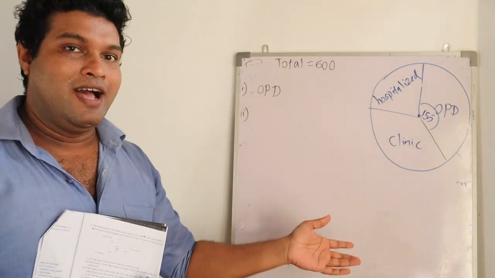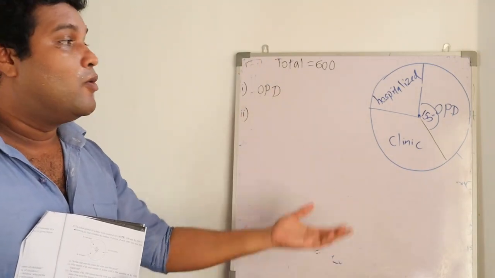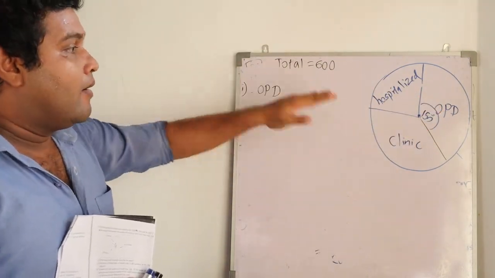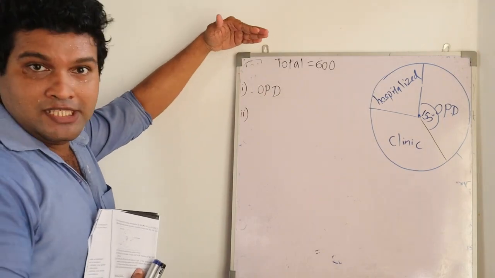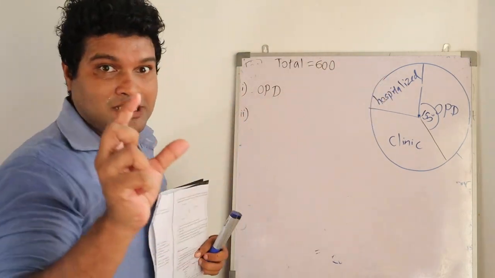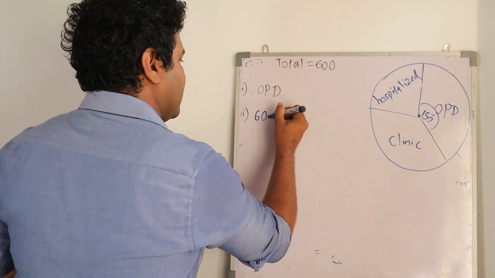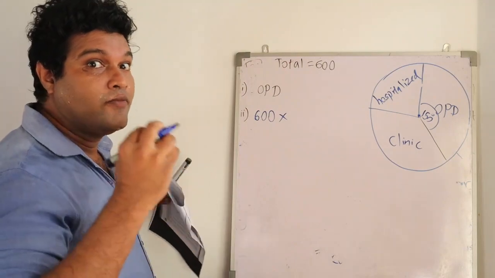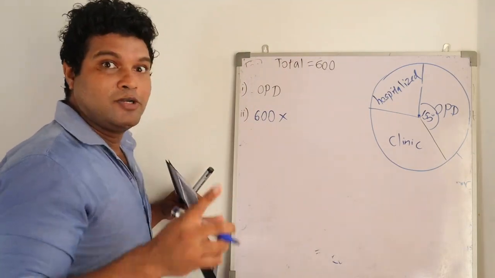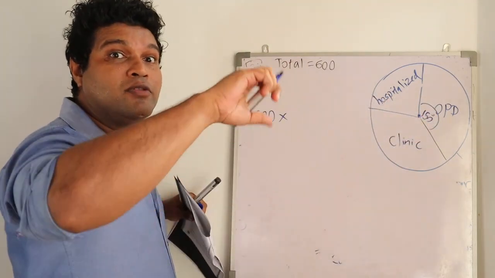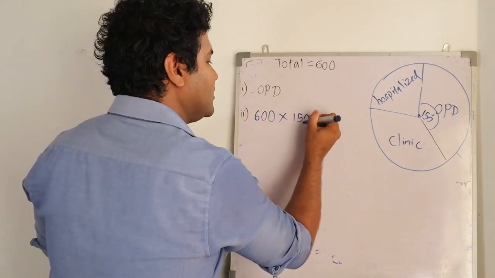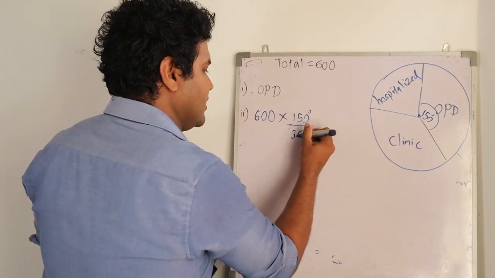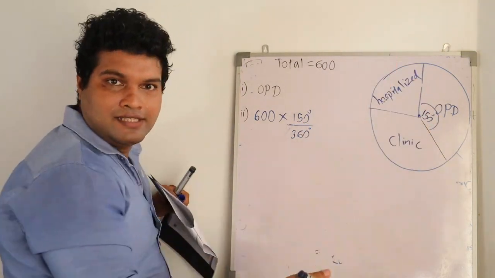Now, how many patients received treatment from that particular unit on that day? That is the question they ask. They ask the number of patients who got treatment from that unit. That unit means the OPD, our answer given in the previous one. 600 is the total. With this 600 we have to work with a fraction. Can you remember? The fraction relevant to that is 150 over 360. Yes, 150 over 360. It should be the angular fraction, 360, because the total is 360.